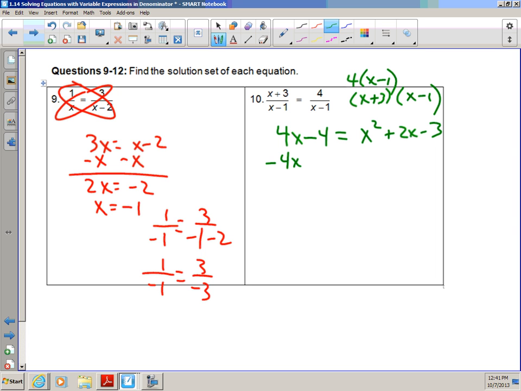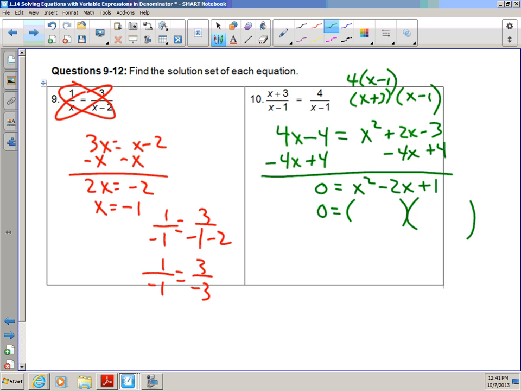Therefore, you want to set it equal to 0. The x squared is already positive, so I want it to stay on that side. Now I have a trinomial. You should be looking to do I am because there is no greatest common factor. And you're going to see x minus 1, x minus 1. So my solution is x is equal to 1.